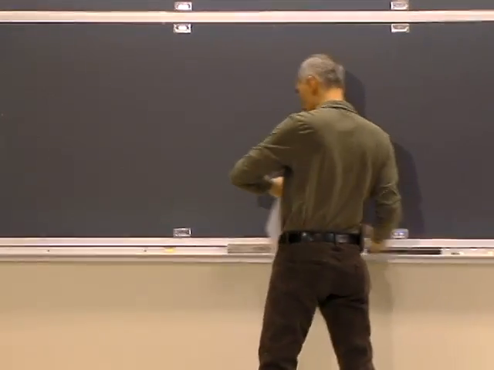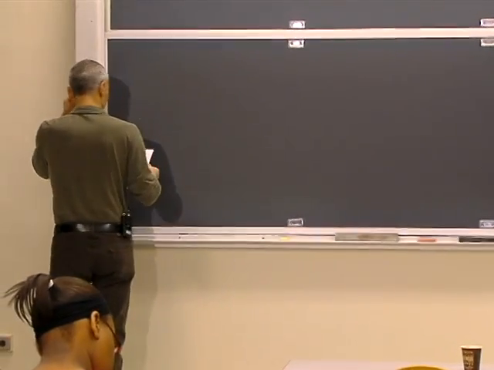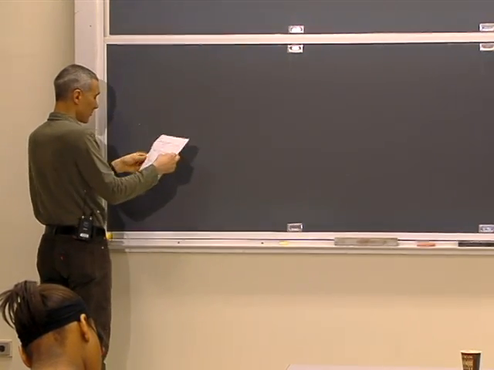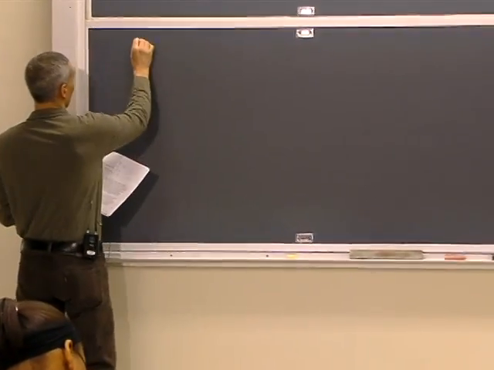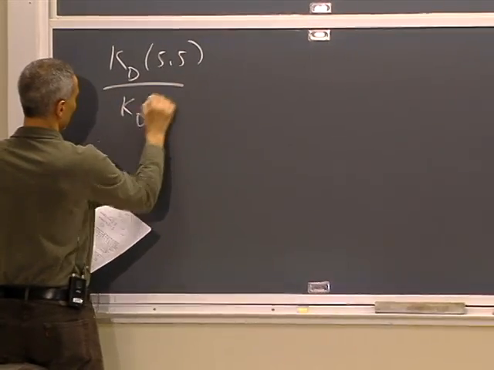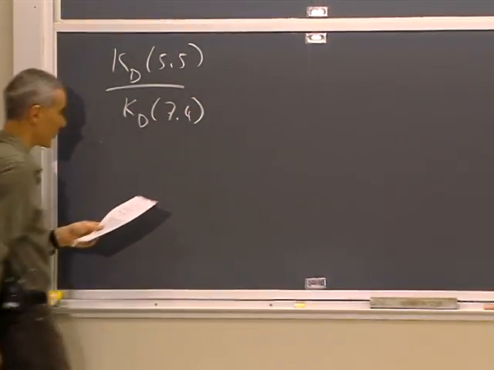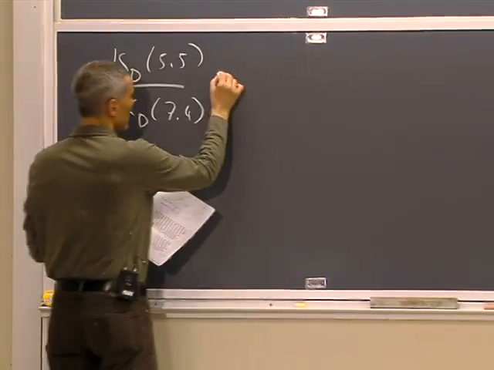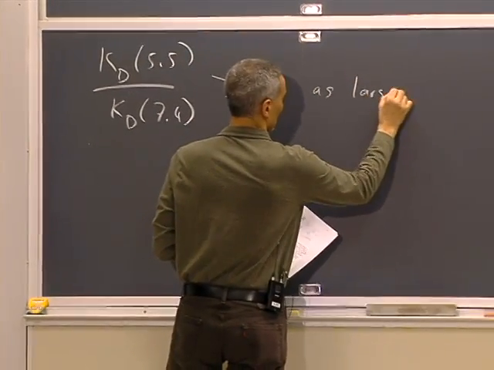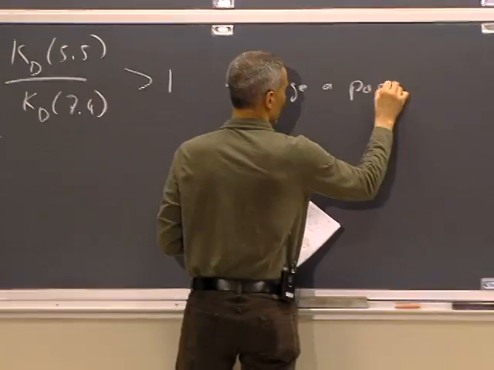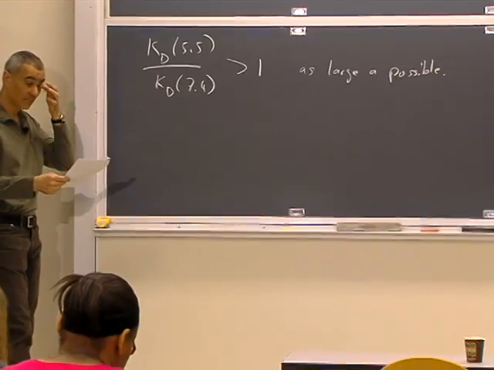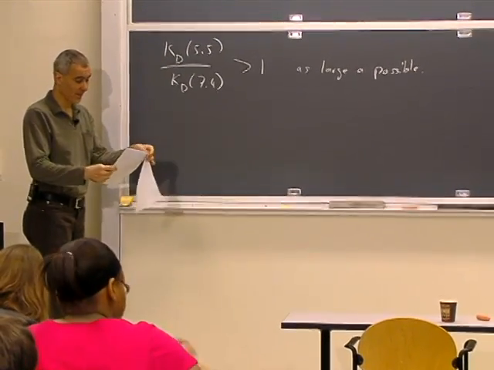What is the motivation here? The motivation is to try to get the ratio KD at pH 5.5 divided by KD at pH 7.4, and you want this to be bigger than 1 and really as large as possible. Within limits, of course. You still want things to bind at pH 7.4. And the point of comparison is the wild type.